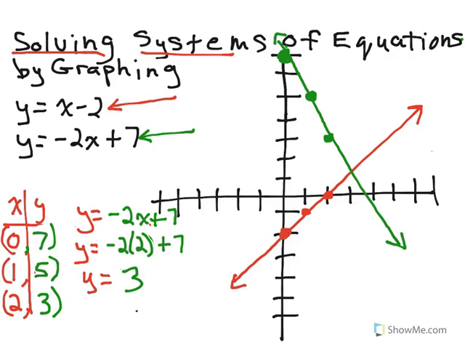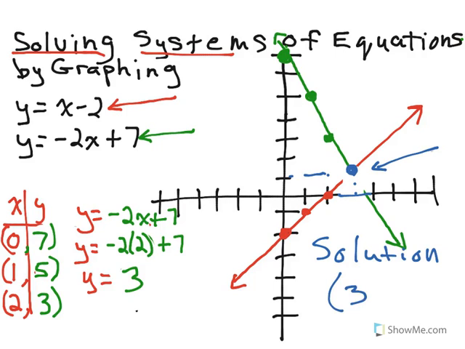The point of intersection is the solution to the system. It is this point right here. So we find the coordinates of that point. x is 3, and y is 1. The solution to the system is the set of coordinates 3, 1.